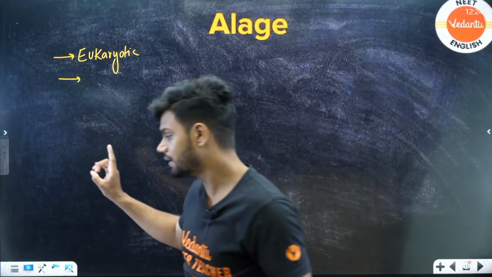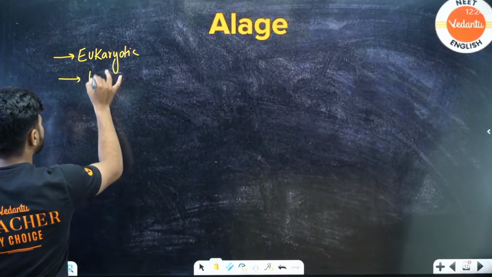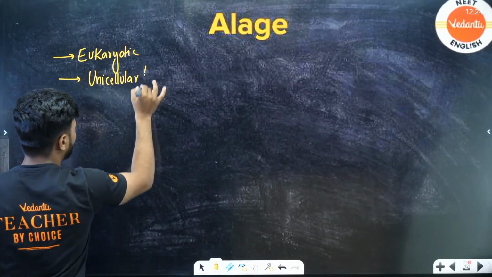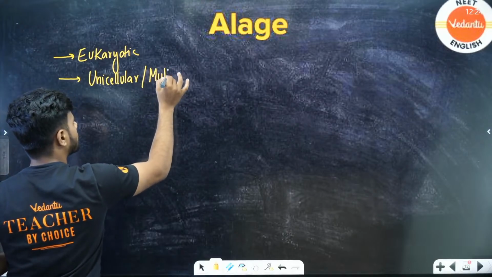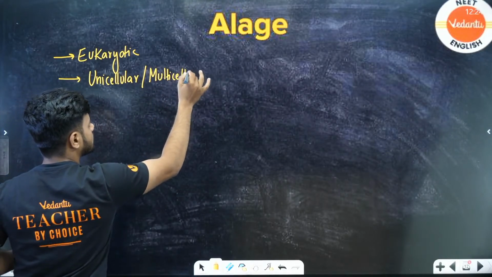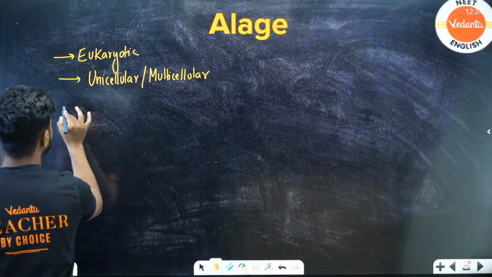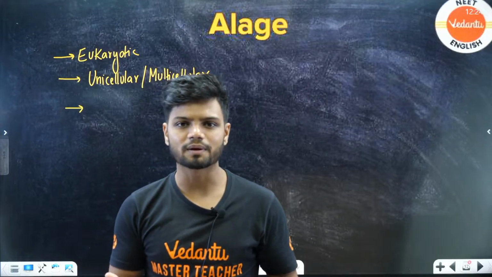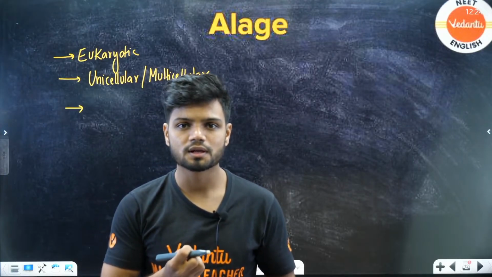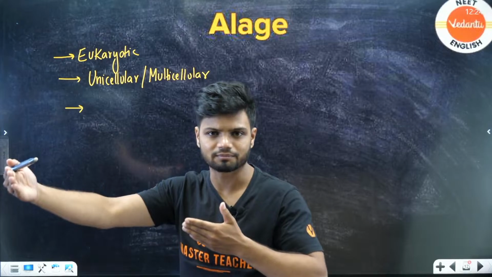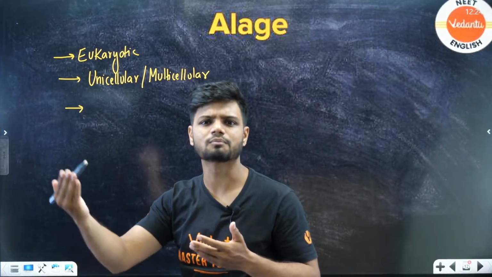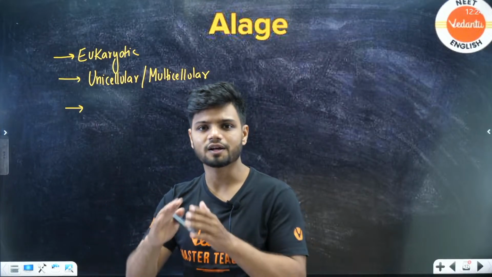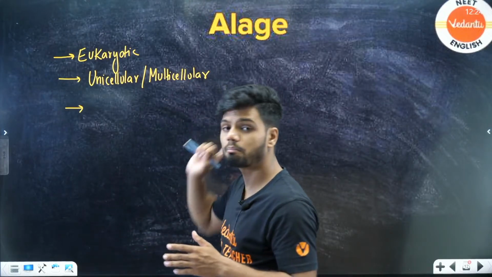Now the same algae can be unicellular or it can be multicellular. Unicellular examples are very simple: Chlorella, Chlamydomonas. Multicellular are other types of algae, you will learn about them one by one. Sargassum, giant kelps, Ulothrix, Volvox, all of them come under multicellular in nature.